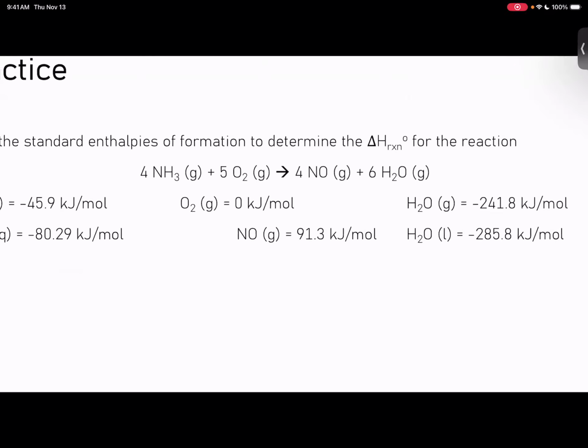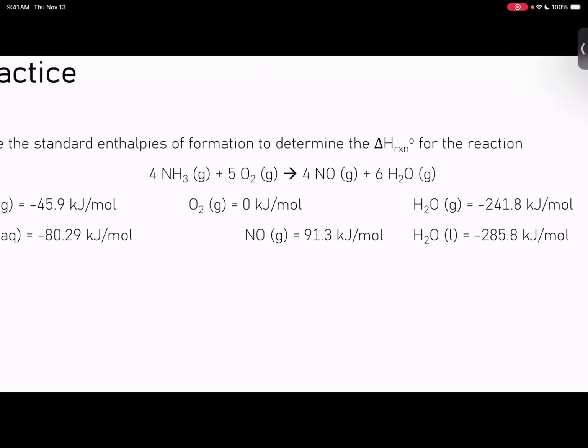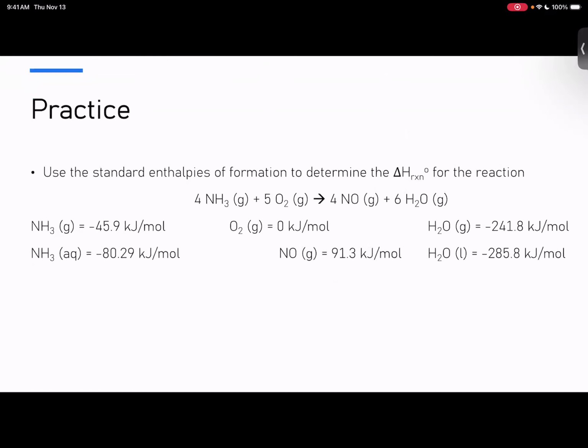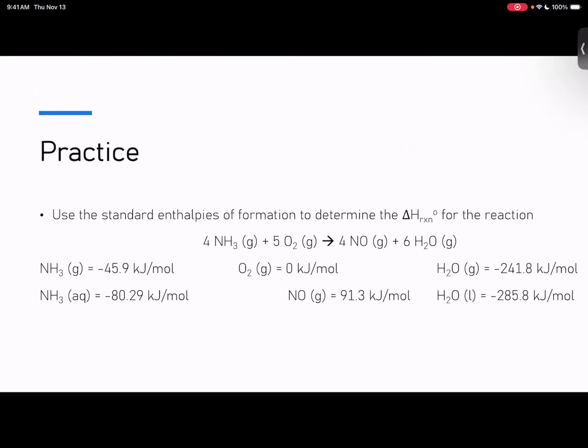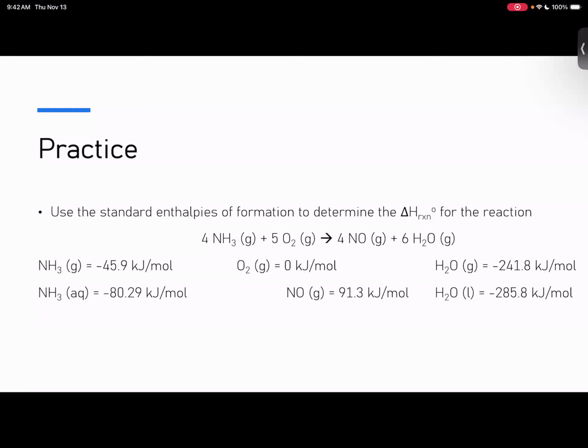Use the standard enthalpies of formation to determine the enthalpy of reaction for the reaction of ammonia combining with oxygen to form nitrogen monoxide and water. Folks, when you're looking up the enthalpy of formation, one thing you need to remember is to pay attention to the state of matter. Ammonia gas is negative 45.9 kilojoules per mole, but ammonia aqueous is negative 80.29 kilojoules per mole. You've got to pay attention to the exact state of matter you're working with.